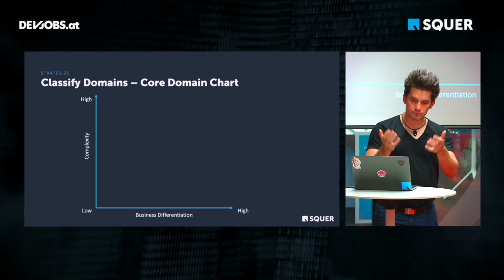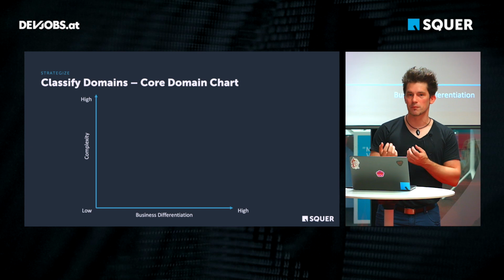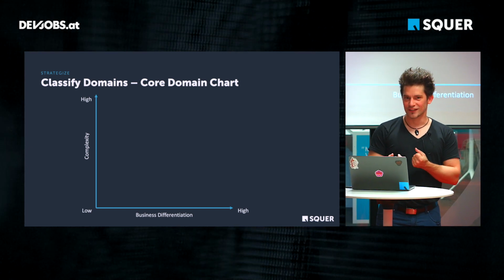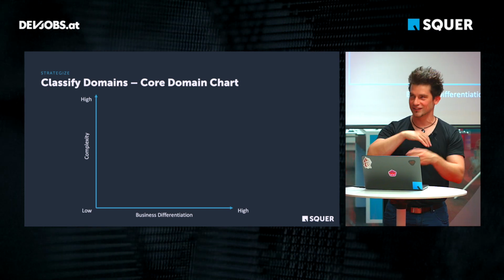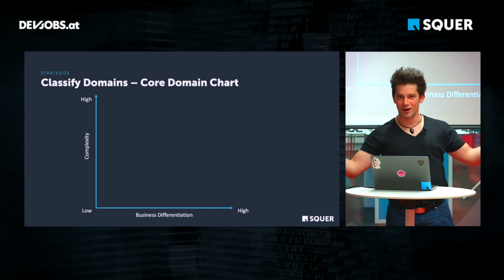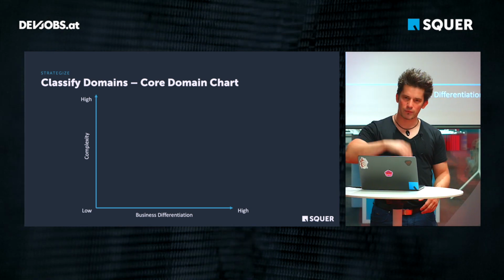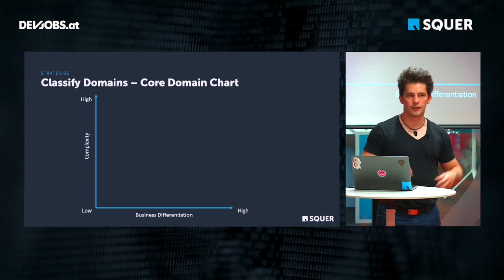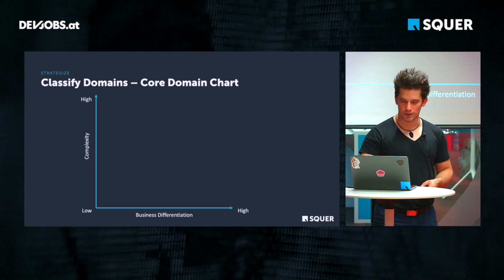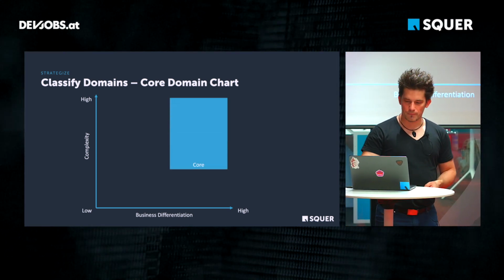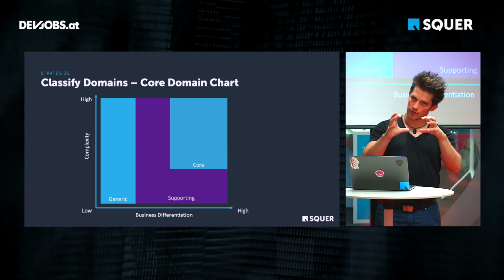And on the Y-axis, the complexity defines how complex the model is in that area. So are there a lot of constraints? Are there a lot of classes you might expect, or a lot of rules or something like this? If it's very low, then you might say, okay, it's easy. And if it's higher, then it's really something. And this core domain chart is now divided into areas.